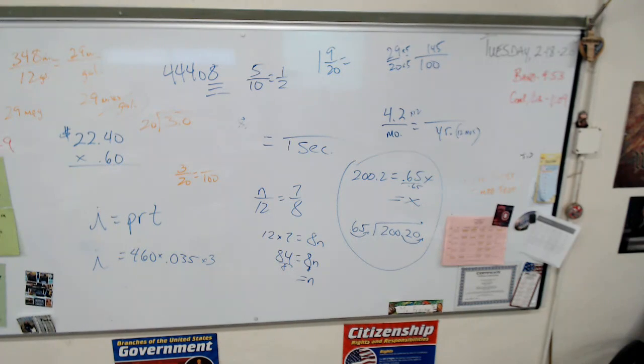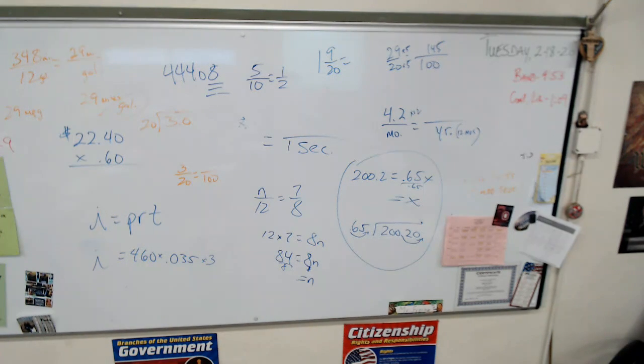25% as a fraction: 1/4. 25% as a decimal: move it 2 places, 0.25. 37.5% as a decimal: move it 2 places, 0.375. Memorize not just your halves and fourths, but your eighths, and you know that 0.375 is 3/8. Otherwise, you'd have to do 375 over 1,000 and keep reducing it.